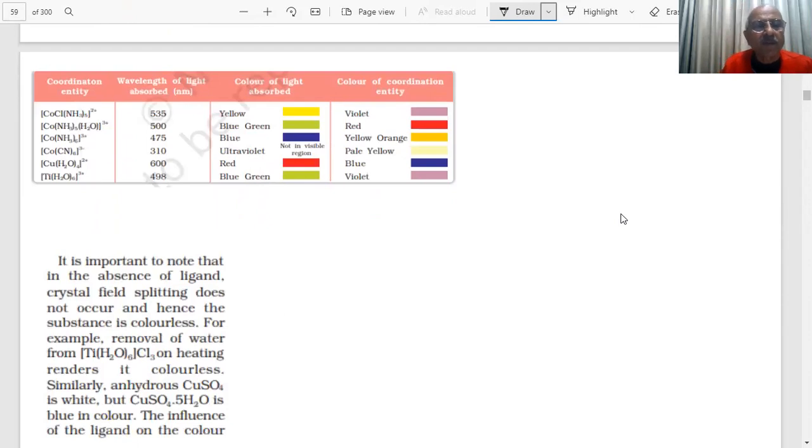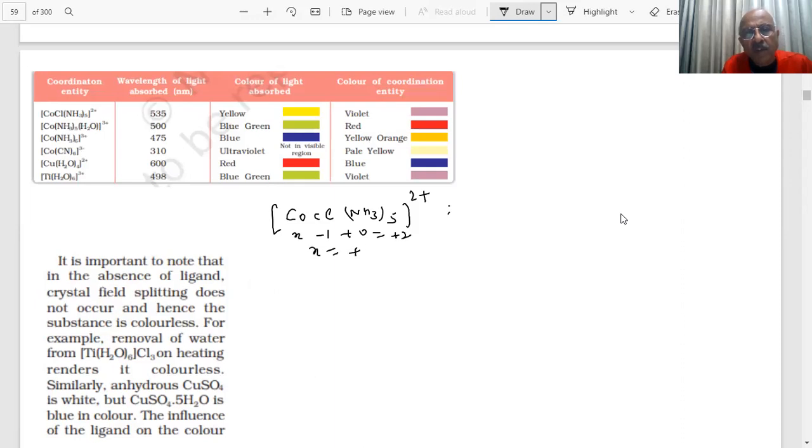Here is a table, student, of different complexes. For example, what we find, student, this is a complex [Co(Cl)(NH3)5]2+. Now he will ask you whether it is colored or not, student. First, we have to find out this cobalt is in which oxidation state here? If this is x, this is -1, and x - 1 + 0 is equal to +2. So x value is +3. Cobalt is in +3 oxidation state here.